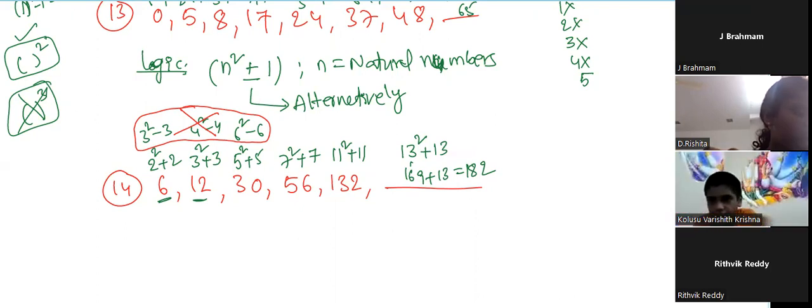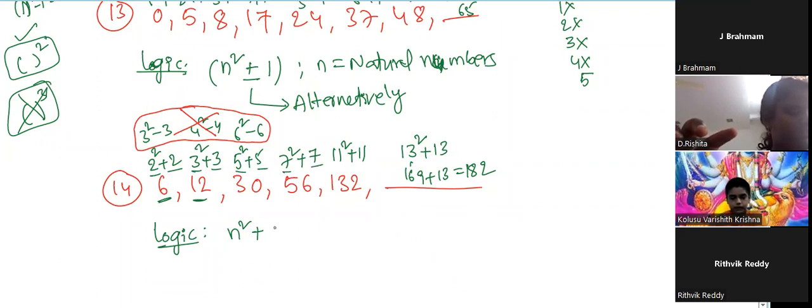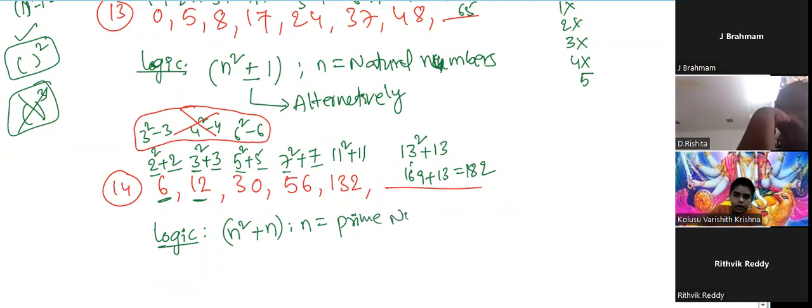Tell the pattern for this question. Can I write the logic as n square plus n? Yes, very good. Same number: n square plus n. If it is n, it will be n only. So n square plus n is the pattern, where n is substituted by consecutive prime numbers. Correct. Okay, let us take one more question.